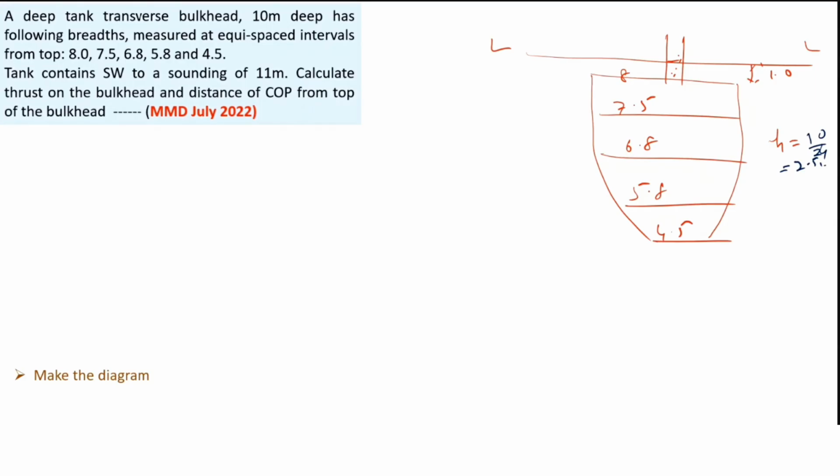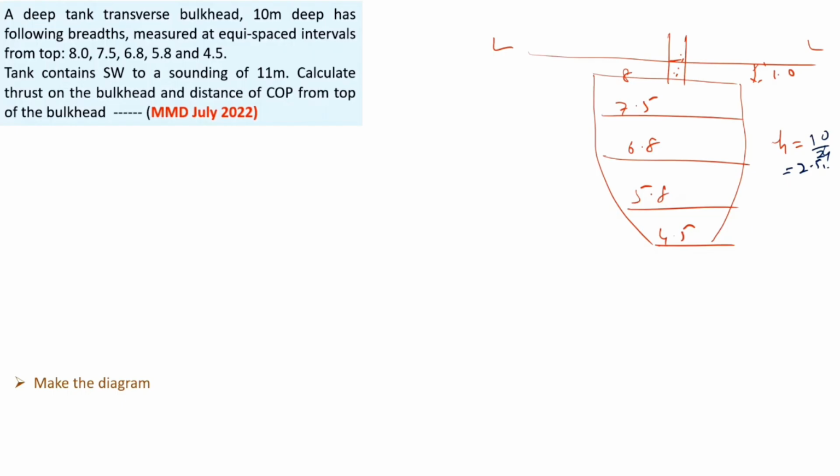Sir, one question, sir. Yeah, what is the question? Tell me. Sir, why did we do this horizontal? Why didn't we put it vertical? It is a transverse bulkhead and breadths are given. What is a transverse bulkhead? From side to side. Otherwise, he'll say height of the bulkhead, right?